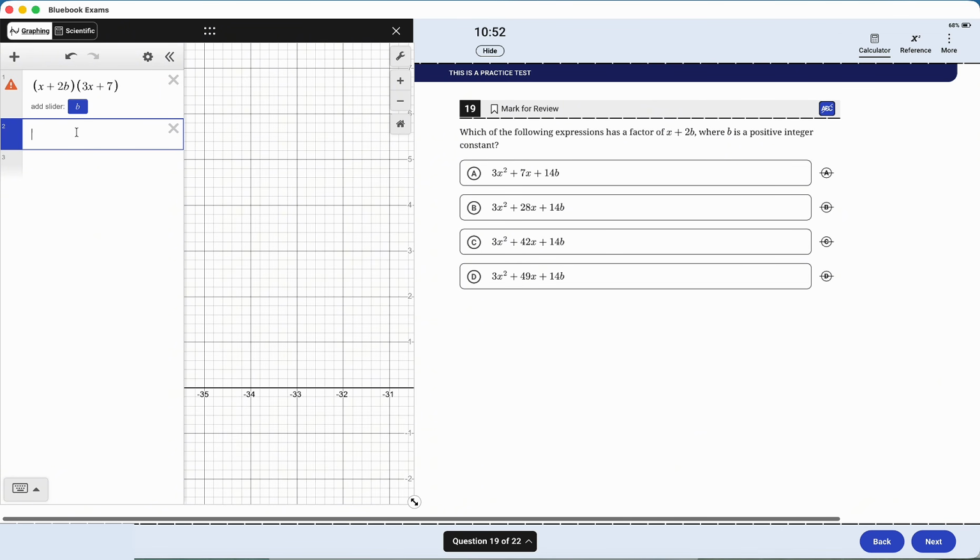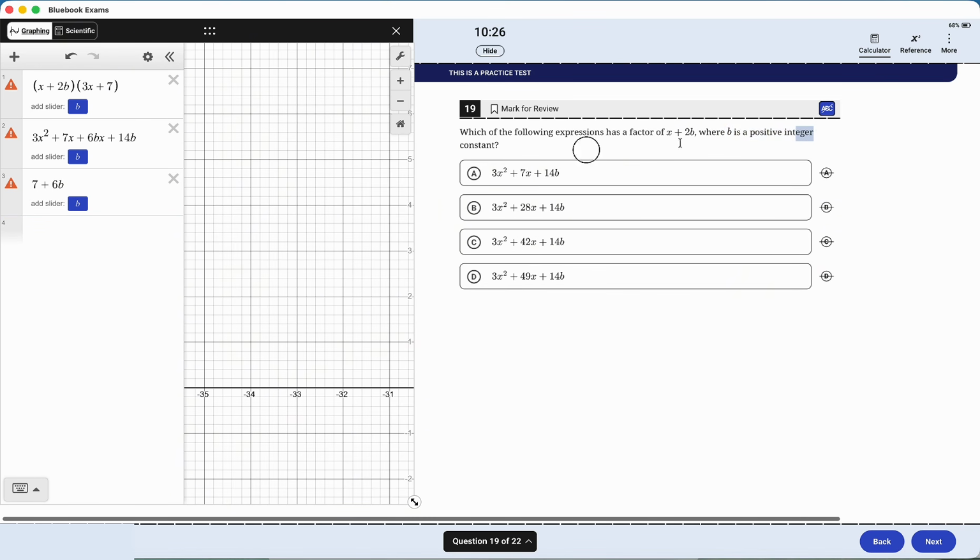So this is it. And if you were to FOIL this out and expand it, you would get plus 7x, right? And then it would be plus 6bx and then plus 14b. So the only thing that's different in these answer choices is the middle term, right? We want to see if I do 7 plus 6b, because that would be the middle term, which one of these could be this middle term?